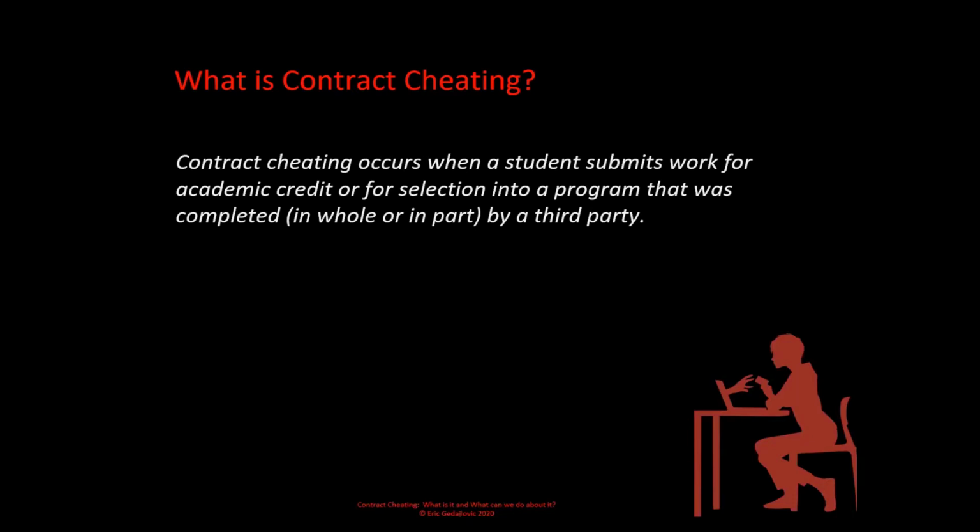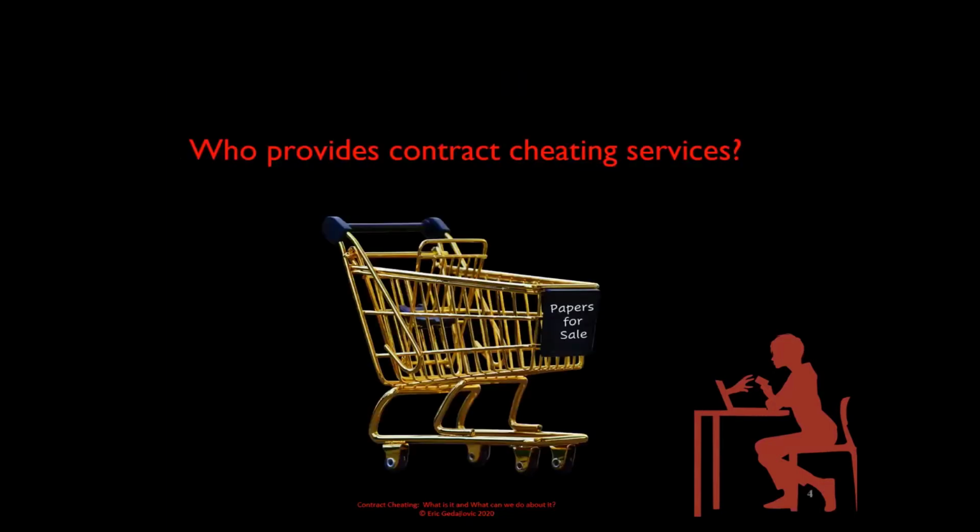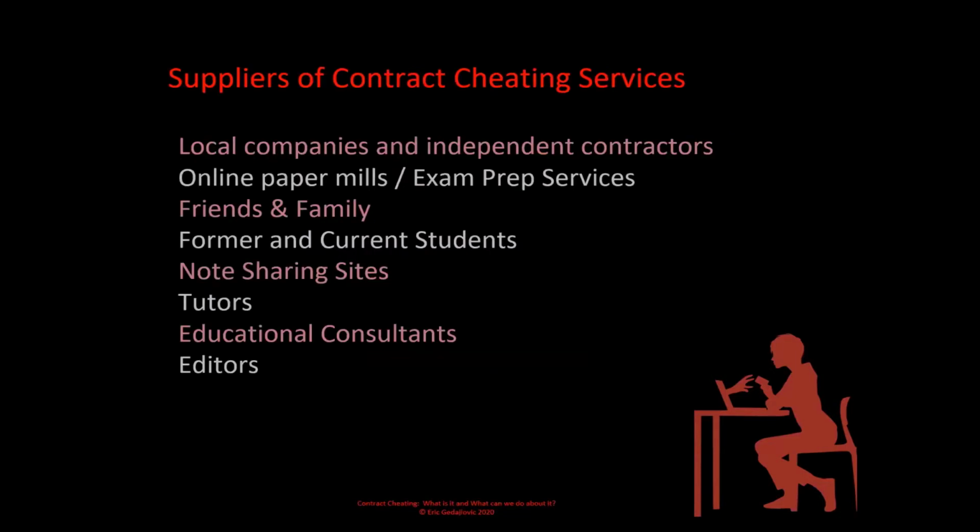So we define contract cheating as something that occurs when a student submits work for academic credit or for selection into a program that was completed in whole or in part by a third party. So who provides contract cheating services? Well, there are local companies and independent contractors, online paper mills, exam prep services, friends and family sometimes provide materials for students to submit. Of course, former and current students, note-sharing sites, tutors, educational consultants, and editors as well.